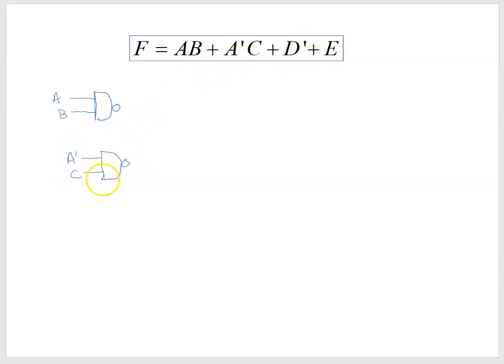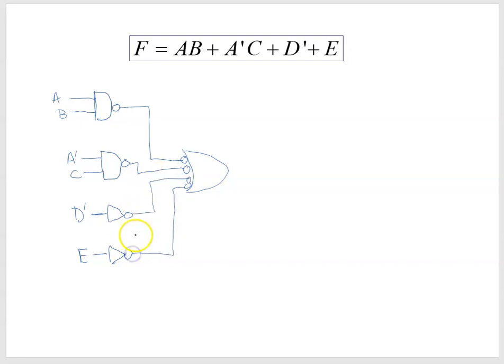And then I have a D prime and an E. So my D prime, I'm going to have to invert that, and I'm just going to show an inverter to invert it, as opposed to a NAND gate. And then my E, I need to invert that. And then for the second level, I'm going to have 4 inputs, so I use the invert OR instead of the AND invert. And there I have my implementation.